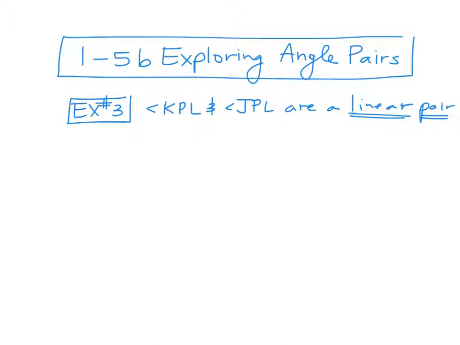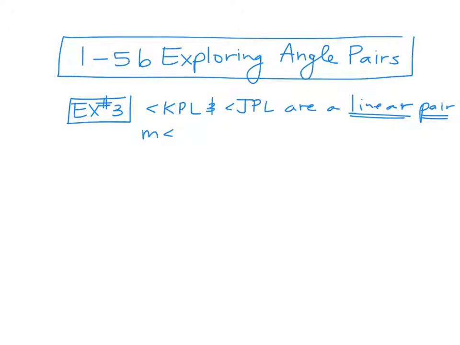What do you see in that phrase, linear pair? Line. So a linear pair is a pair of angles that forms a straight line. Okay, that's like our adjacent supplementaries from yesterday. That is a linear pair. So we're saying these two angles are a linear pair.